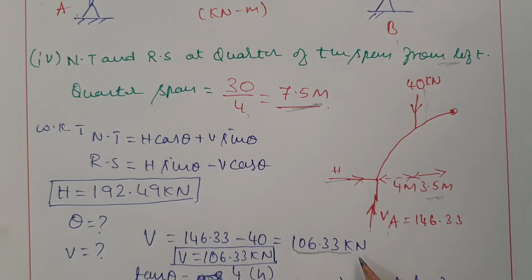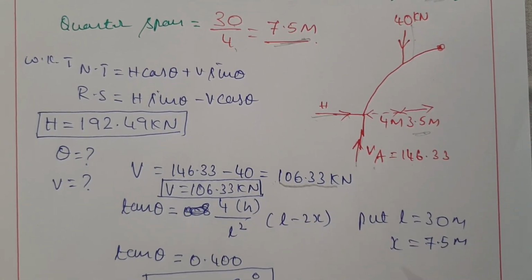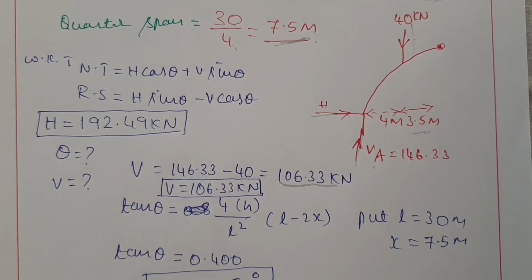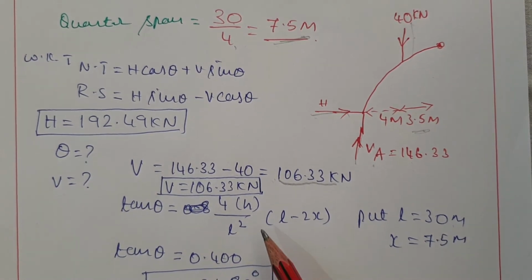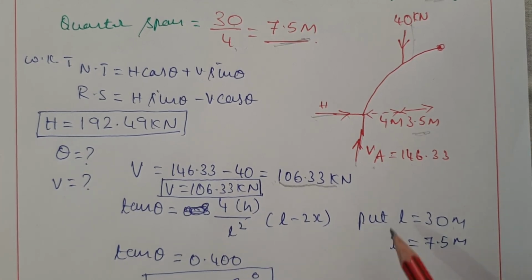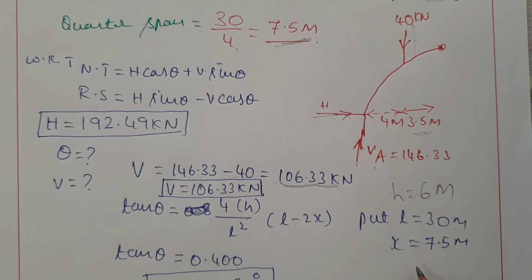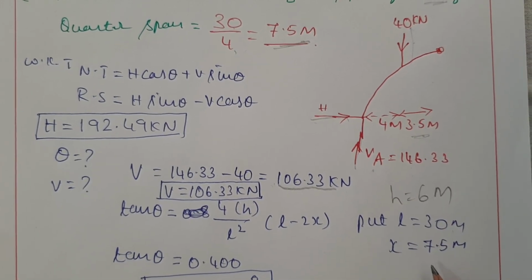Okay, after finding the V value, in order to find out the slope value, in order to find out theta, we have the formula, that is the slope equation. I am considering the slope equation as it is. Put the x value as 30 meter total length, and we know the H value, even the rise value also we know. In the problem it is given as 6 meter. Okay, but what we don't know is the x value.